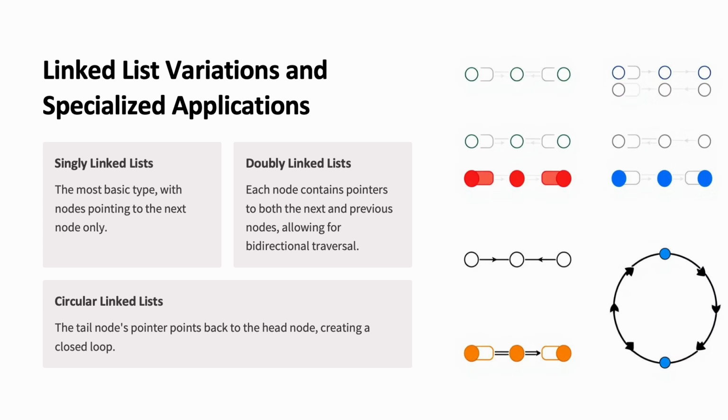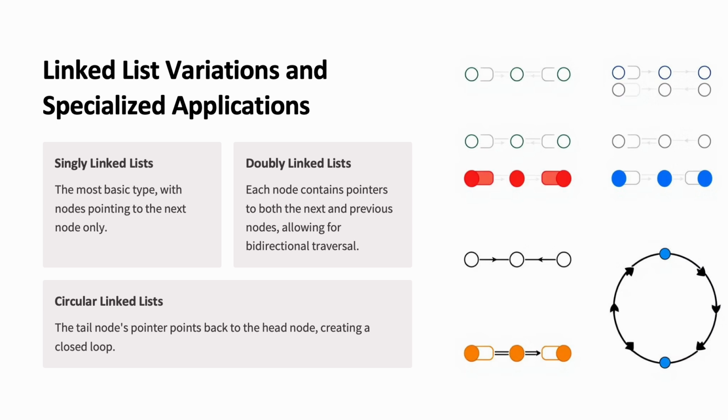Linked list variations and specialized applications. The first one is the singly linked list, the most basic type, with each node pointing to the next node only, not to the previous node. We can see that the first one in the line is known as a singly linked list. Another one, the red and blue, is known as a doubly linked list. In a doubly linked list, each node contains pointers to both the next and previous node, allowing bidirectional traversal.